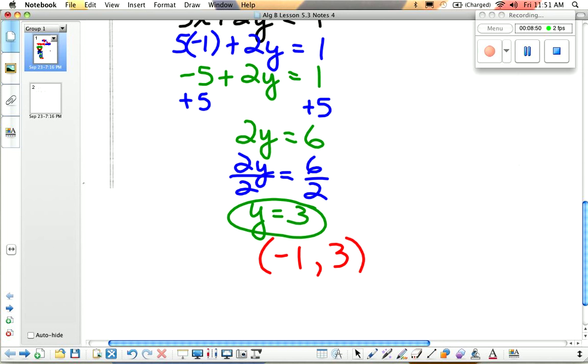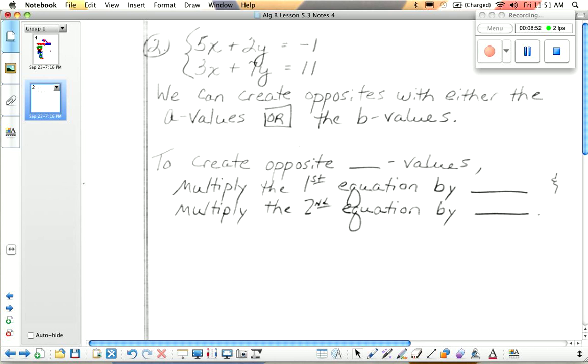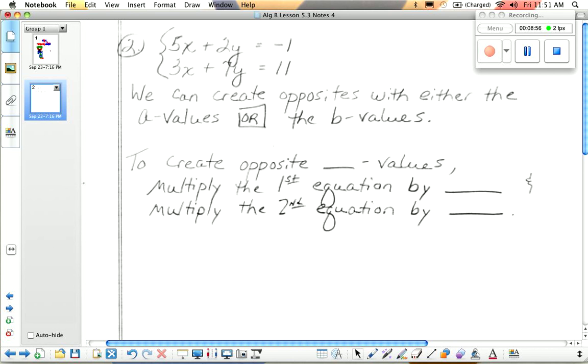Okay, let's go to the back side then and practice one more of them before we go to work on some homework here. Okay, you look that over. Help us make a decision. What do you think we should do? It says we can create opposites with either the a values or the b values. I didn't pick for you this time.